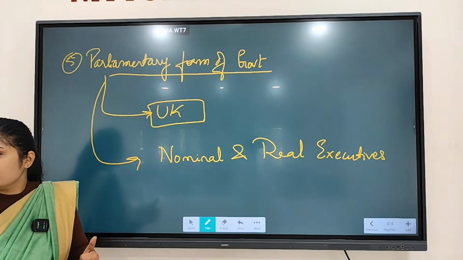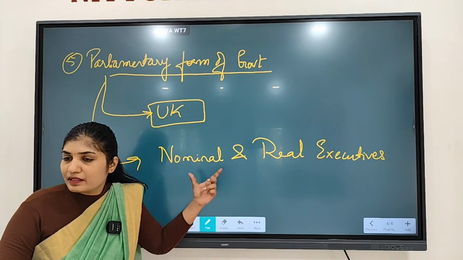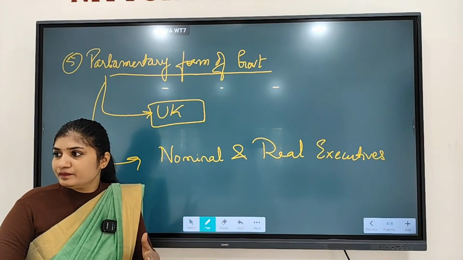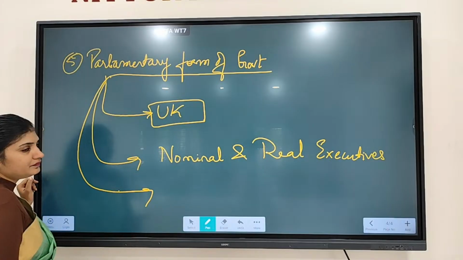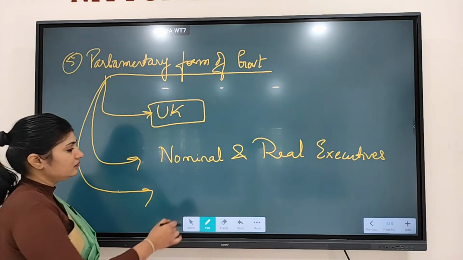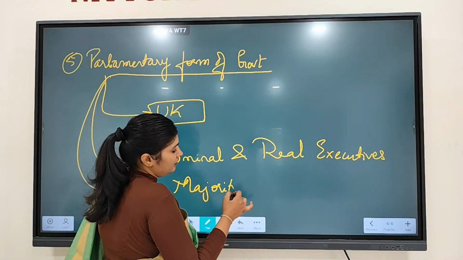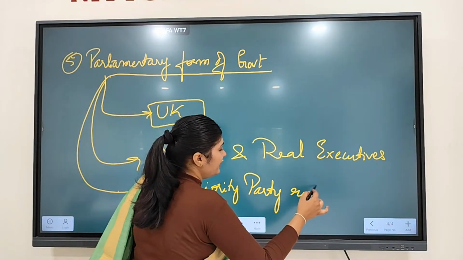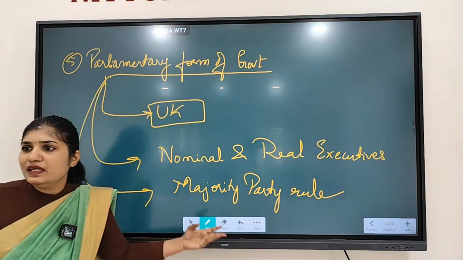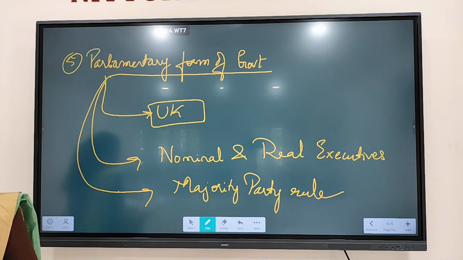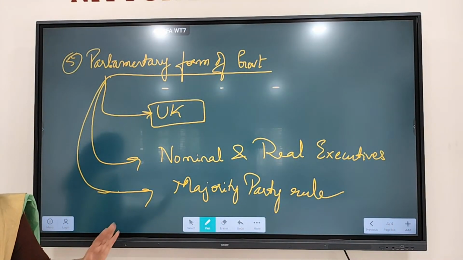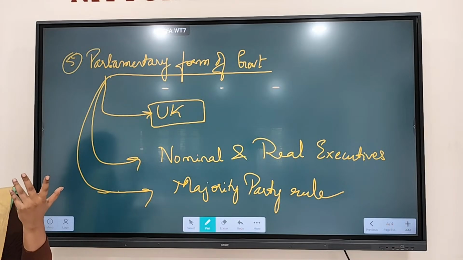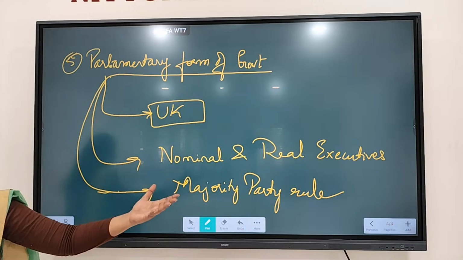Nominal and real executive. Nominal means president. Real executive means PM. Understood? And also along with that, majority party rule. Whichever political party gets the majority number of seats, they will become the ruling party. If the BJP gets the majority seats, then it can become a ruling party. If the Indian National Congress gets the majority number of seats, it will become the ruling party at the center in the parliament. Understood? Okay, any of the other national political parties.